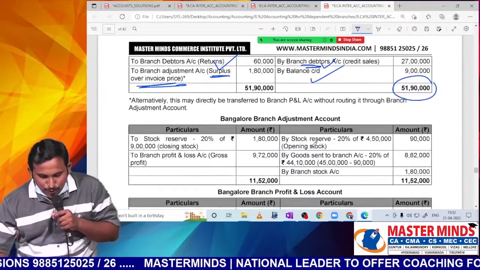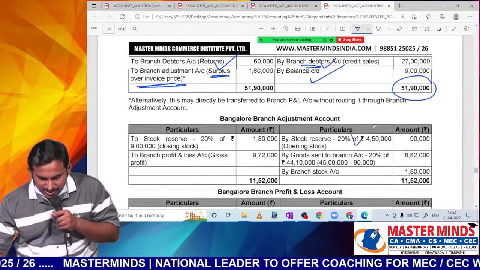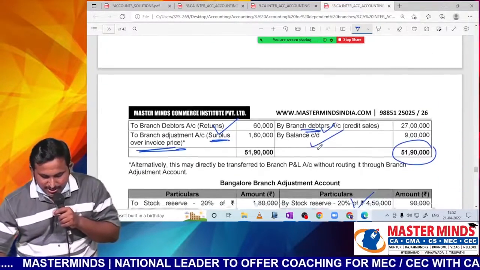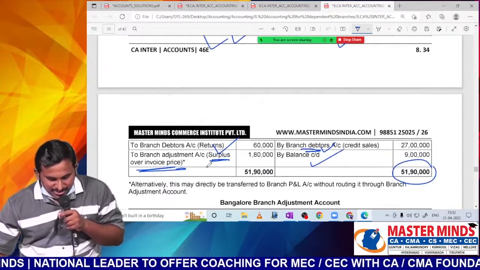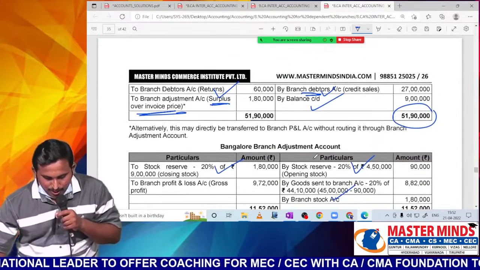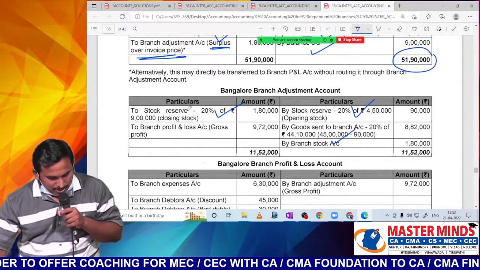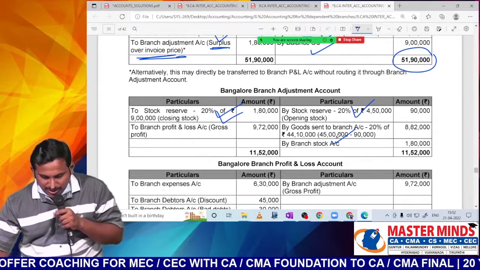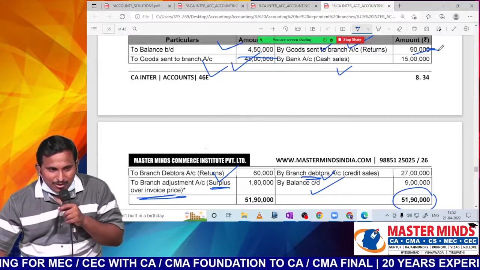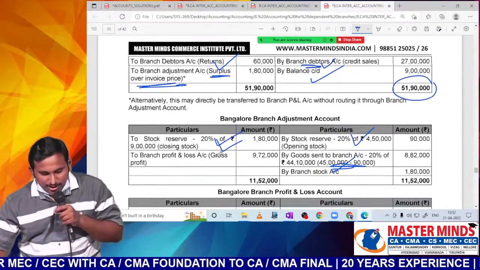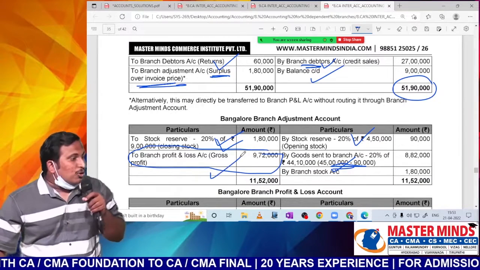Similarly, the corresponding loadings, sir: you could observe the opening loading on opening stock, we'll write here. Similarly, the loading on goods sent to branch, we'll write here. Similarly, the loading on branch closing stock, we'll write. I think that was missing somewhere. Okay, so here they have recorded the loadings on branch stock on a net basis, sir: 45 lakhs minus 90, together recorded as loading on a net basis. Now the difference will be transferred to branch P&L. It is nothing but the gross profit.